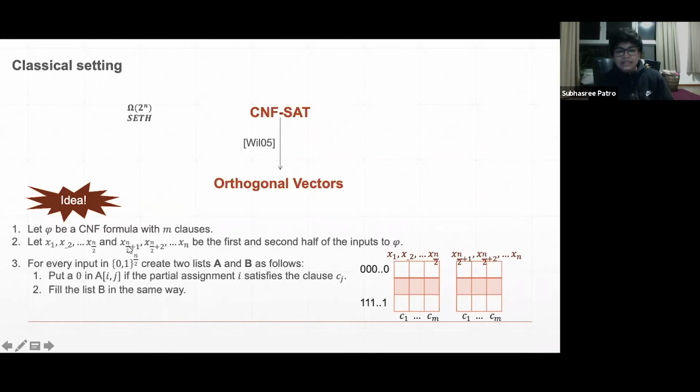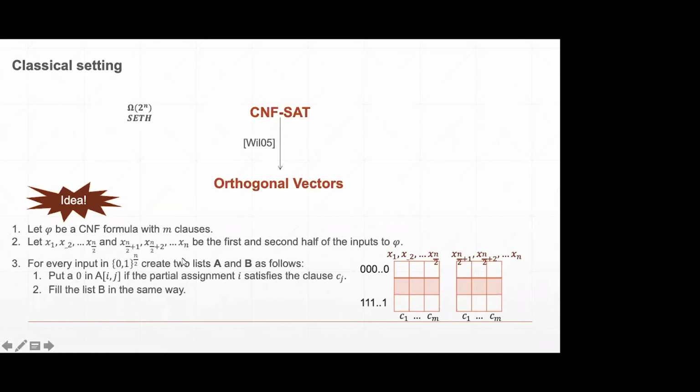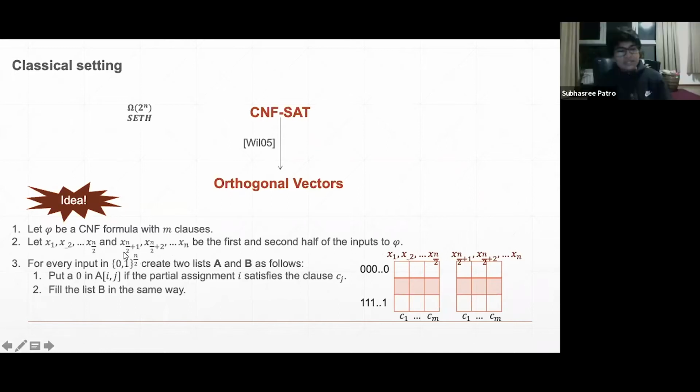And let x, can you see my cursor, by the way? Yes. Okay, cool. And let xn by 2 plus 1, xn by 2 plus 2, and so on till xn be the second half of the inputs to this phi.